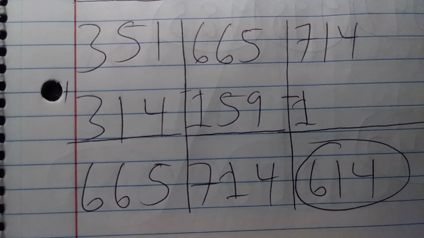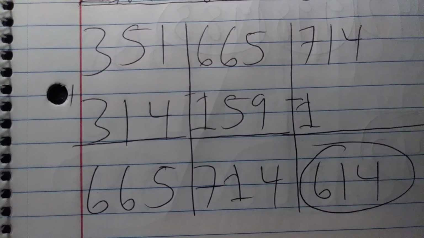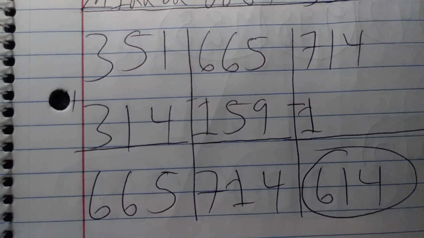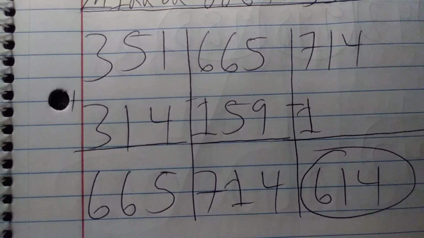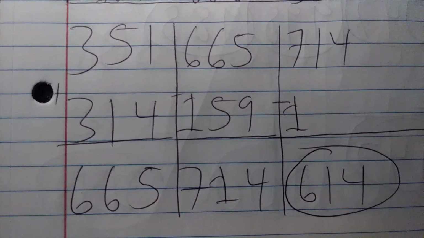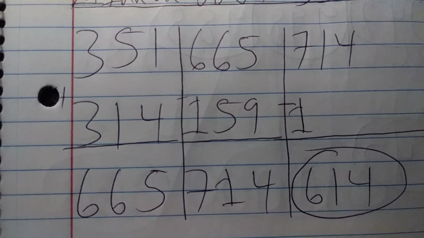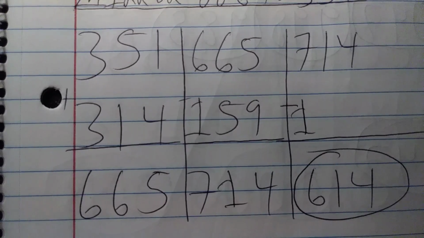You're going to add 159, so 6 plus 1 is 7. 6 plus 5 is 11, keep the 1. And then 5 plus 9 is 14, keep the 4. You're going to take 714 minus 1 off the 7, bring down 1 4, and then 7 minus 1 is 6. So 614.